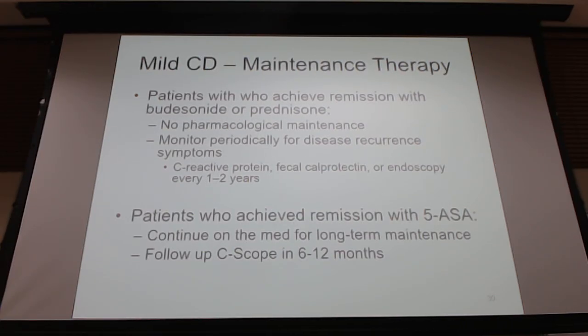So if we can get them to achieve remission with that, then we don't need to worry about putting them on any other medication. We do need to continue to monitor to have an idea of that inflammation with those two lab tests and an endoscopy, typically every 1 to 2 years. If they get remission with that aminosalicylate, then we can continue medication for long-term follow-up scope every 6 to 12 months.